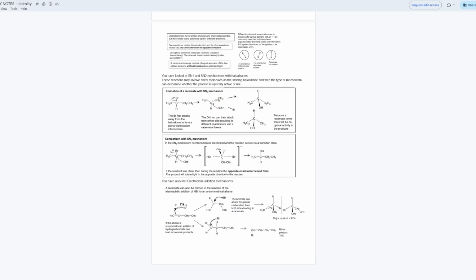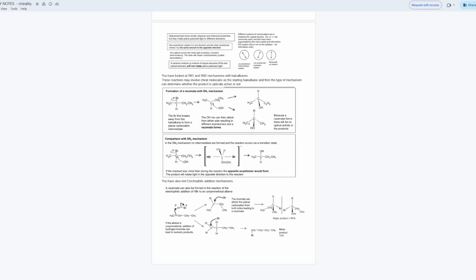You have also met electrophilic addition mechanisms. A racemate can also be formed in the electrophilic addition of HBr to an unsymmetrical alkene. So I'm just looking back at the SN1 mechanism for a second. The OH is going to attack from either side, resulting in different enantiomers and a racemate forming. Okay, that's very understandable.